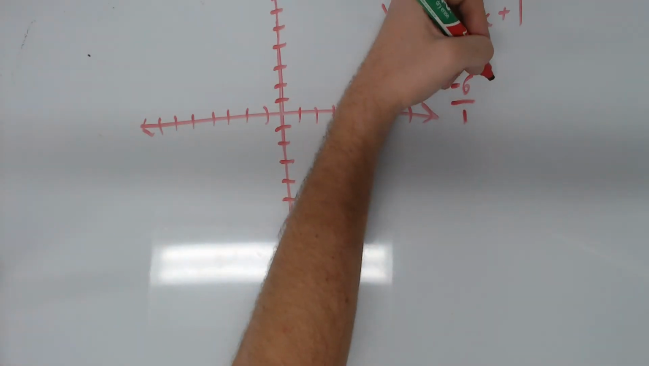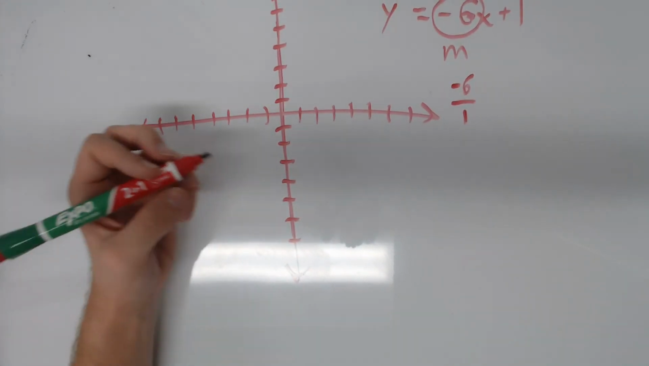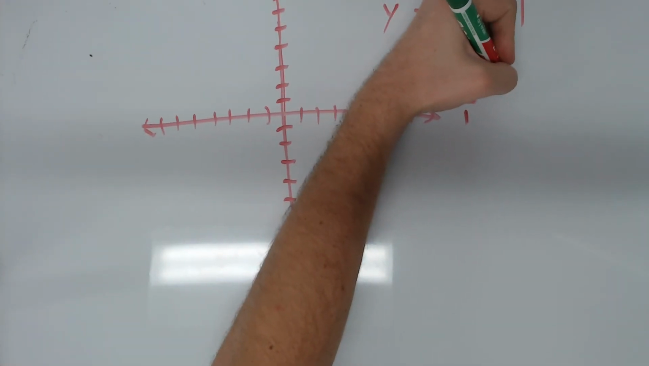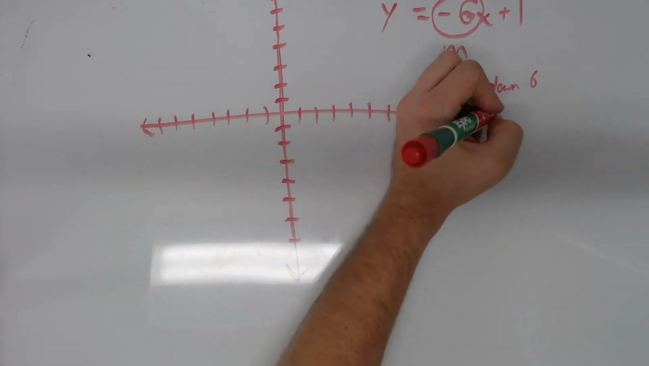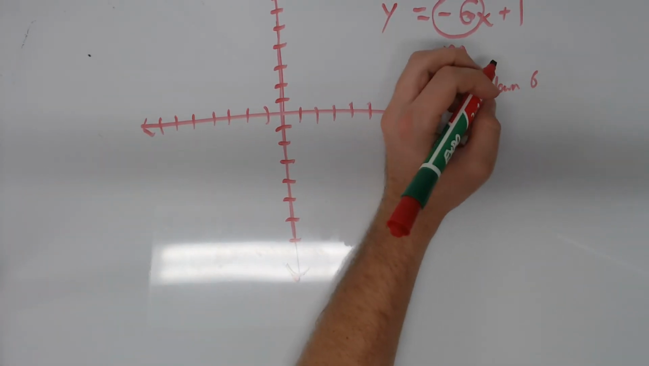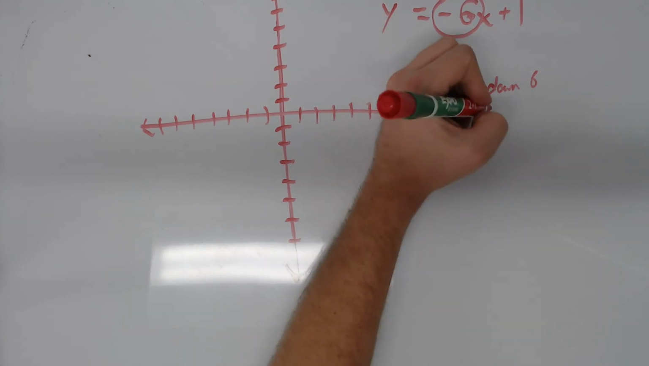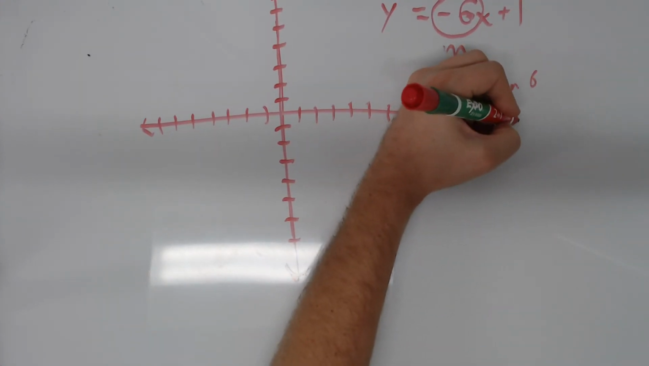The top number is our change in y. Y goes up and down. Negative numbers are down, so this slope is down 6. Bottom number is run, that's the x. X goes left and right. Positive numbers are right, so this is right 1.